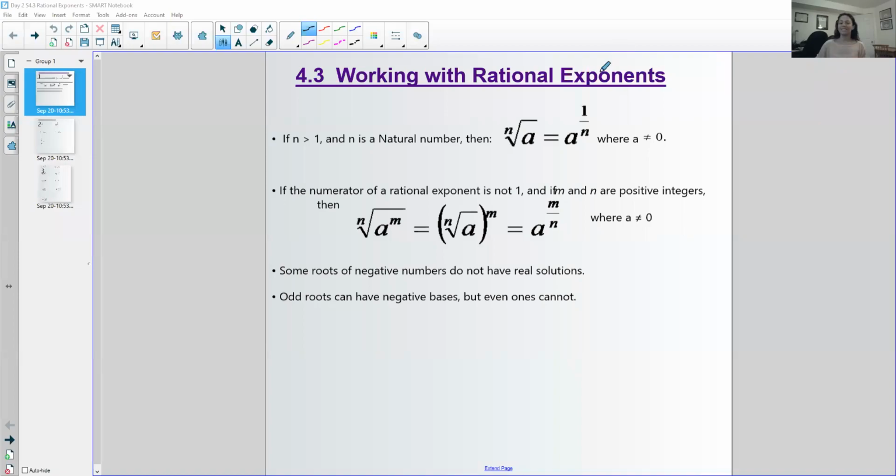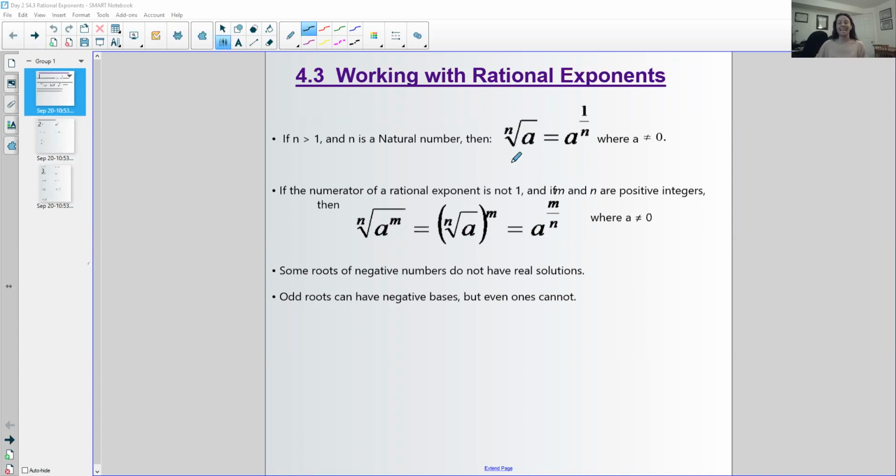Okay, guys, welcome to section 4.3. Today you're learning a new, I'll say, exponent law or exponent rule. You are learning about fractional exponents, or as we call them, rational exponents. They're really not too tough once you get the hang of it.